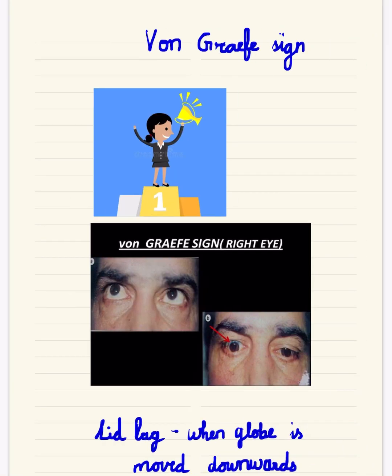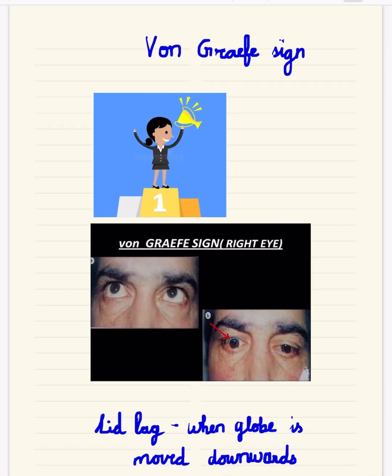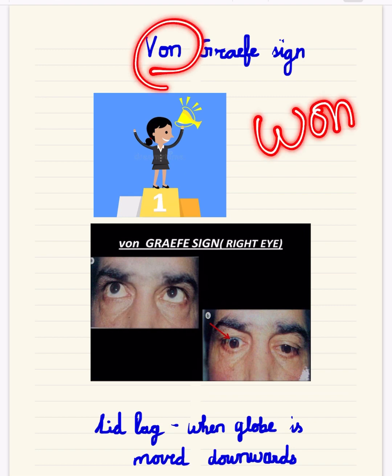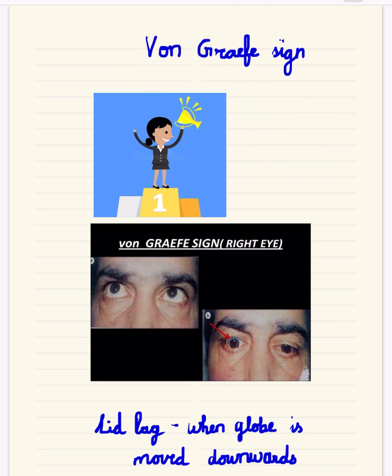Next, moving on to the other sign, it is von Graefe's sign, an upper lid lag when the patient is asked to look downwards. This can be remembered that when you are the number one person, one can be written as 1, and everyone lags behind you. So the upper lid lag when the patient is asked to look downward is called von Graefe's sign.